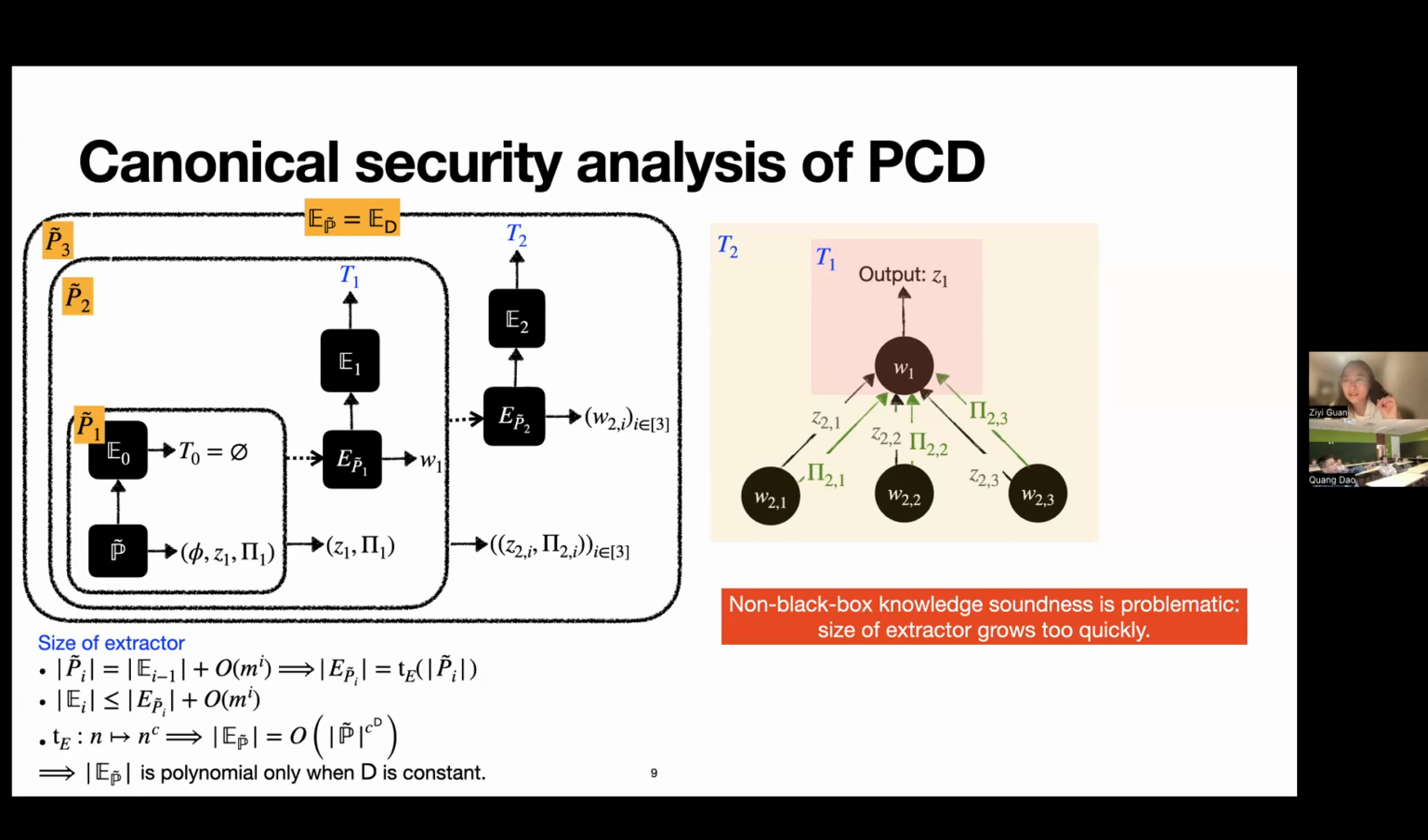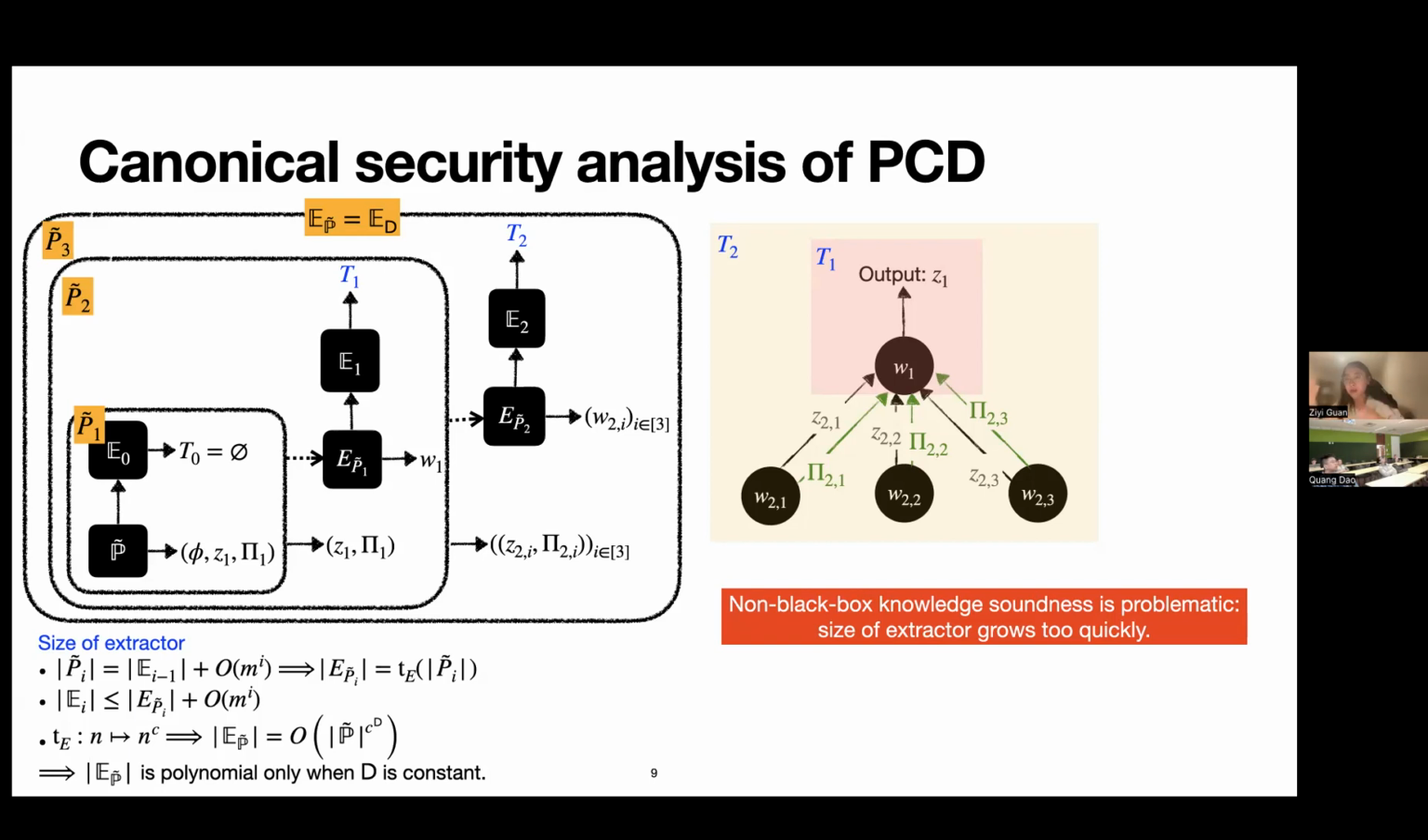What is c? Like n maps to n to the c, what is the c there? Arbitrary constant. So here I'm assuming that we take an argument extractor, it has a certain size. And since we are considering the non-black box knowledge soundness, the size of the extractor corresponding to this prover is some function TE.